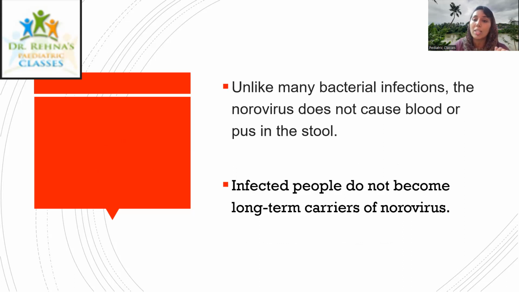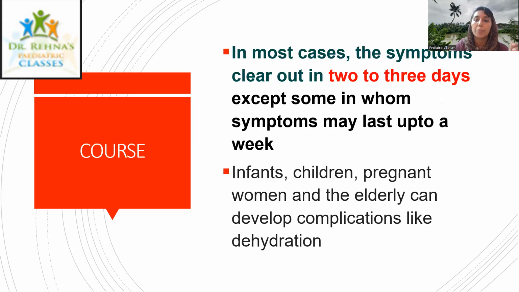One thing we should note is that, unlike bacterial infection, norovirus does not cause blood or pus in stool. Another interesting point is that infected people do not become long-term carriers of norovirus. We have to be careful for a maximum of up to 3 days after the infection. In most cases, the symptoms clear within 2 to 3 days, except in some patients, especially immunocompromised patients and the elderly, in whom symptoms may last up to a week. Otherwise, the symptomatology is mostly 2 to 3 days.